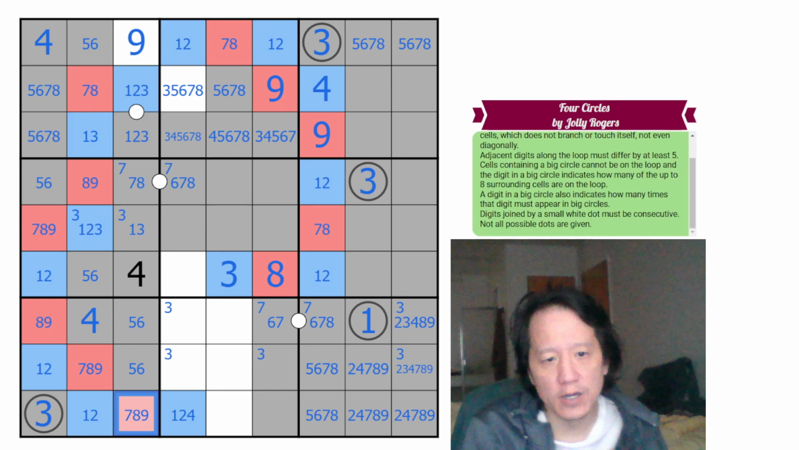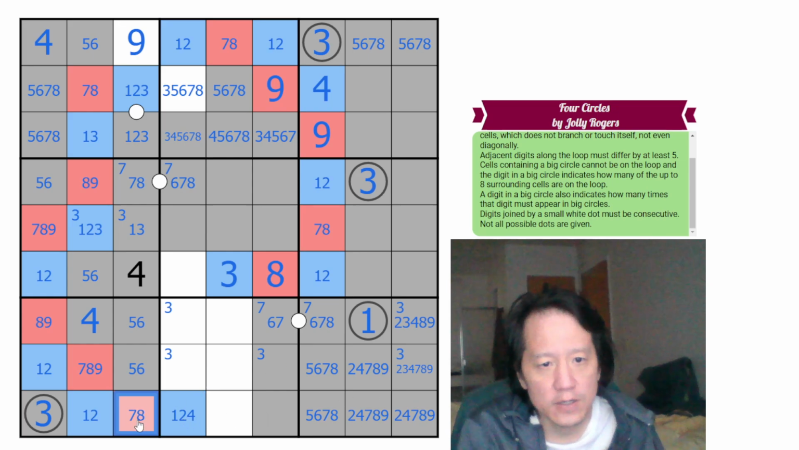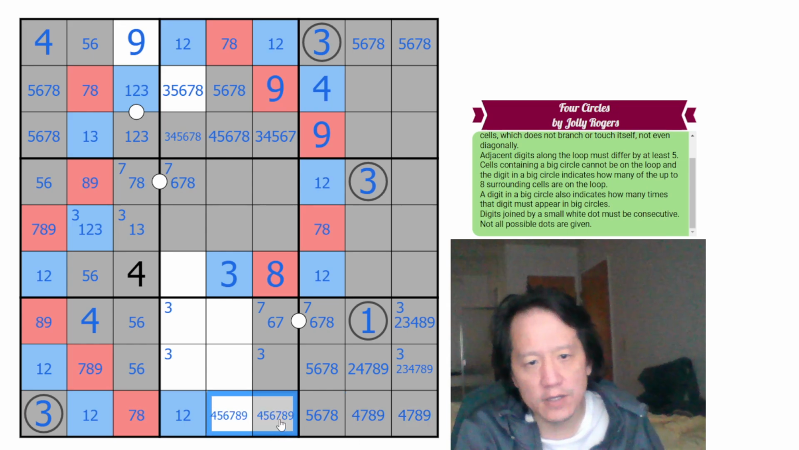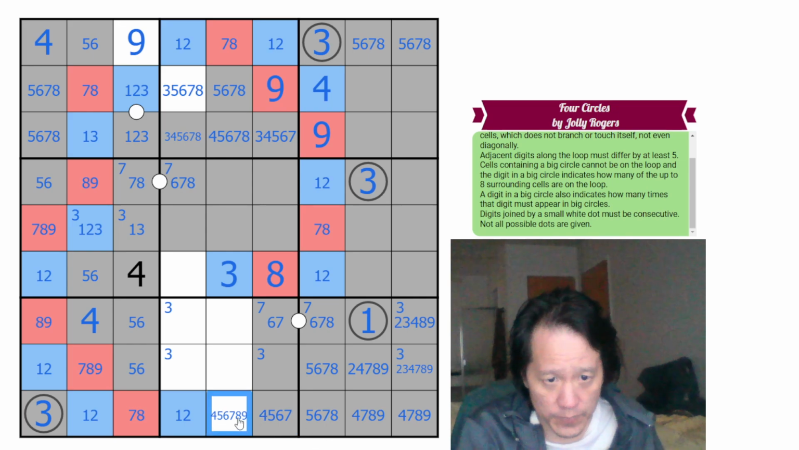This can't be 9. Since this cannot be 9, this can no longer be 4. So that's a 1, 2 pair in row 9. So this can never be 1 or 2 in the rest of the row. So this has to be 4, 5, 6, 7, 8, 9. Obviously no 8 and 9 here. This is 1 or 2. This is 1 or 2.